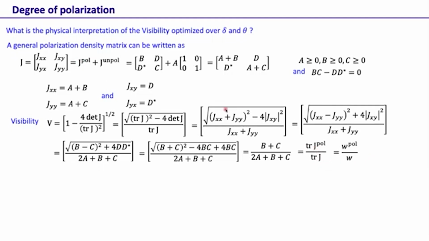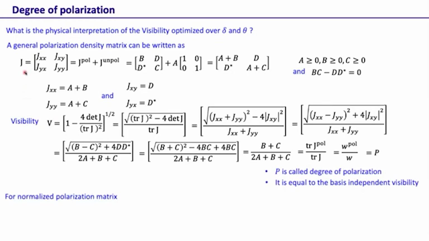Now what is the trace of this density matrix? This trace basically represents how much intensity it represents. So this is the intensity of the polarized part of this field divided by the total intensity. So if we write a general polarization matrix as a polarization matrix that is completely polarized plus one that is completely unpolarized, then this visibility is equal to the intensity of the polarized part divided by the total intensity. So that is the physical interpretation that comes out. We also give it a name, P, called the degree of polarization, and of course it is equal to this basis independent visibility.